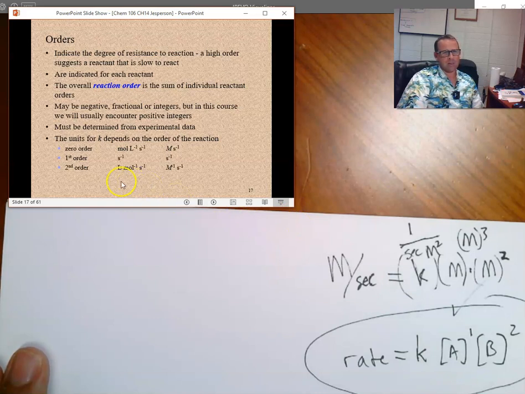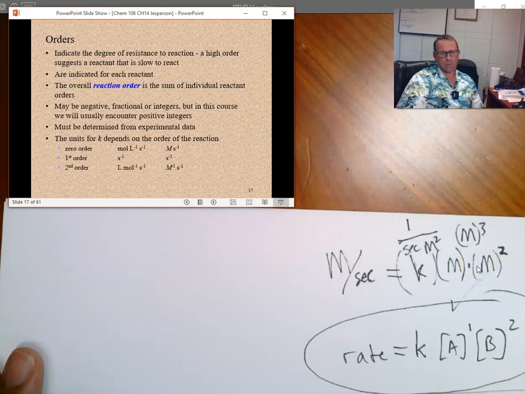Can you see that? The K value for this reaction, or the units for the K, change again based on the reactants and the order of the reactants.